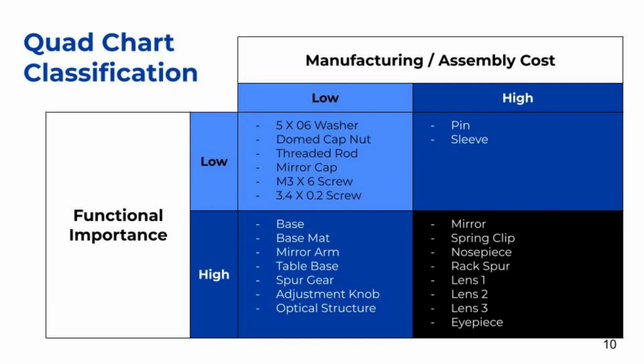The parts which were determined to have low functional importance, such as the standard fasteners, should be eliminated from future designs. The parts that have high functional importance and low total cost will only be slightly modified. The best candidates for improvements in future design iterations are shown in the black lower right quadrant. These parts are both functionally important and expensive to manufacture.